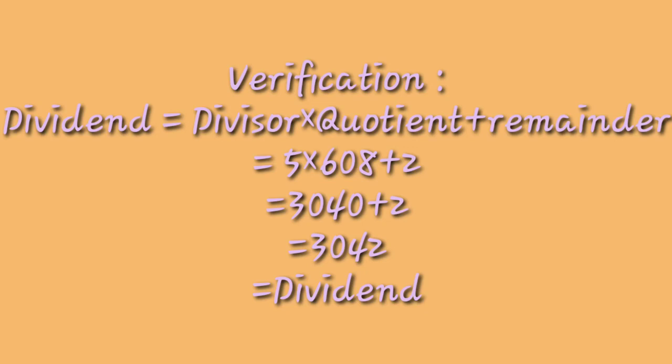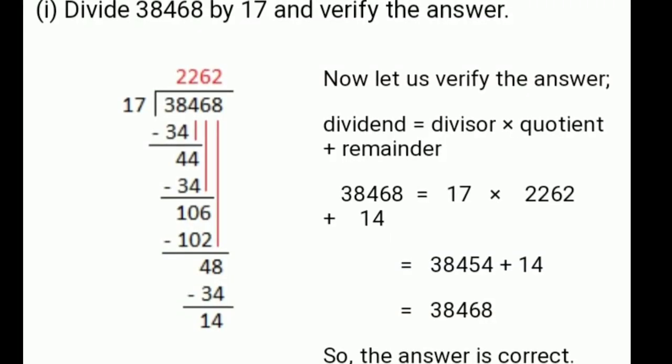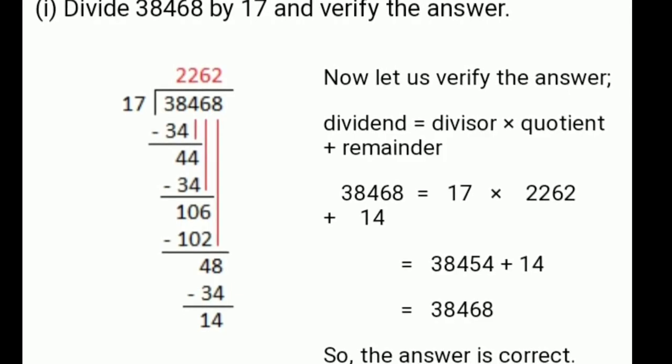When we multiply 608 with 5, we get 3040 and we add 2 to it. So we get the answer as 3042, that is the same as the dividend. So it proves that the question that we have done is correct. So this is the process of division you have to carry out. Now let's see another example of a 2-digit divisor.